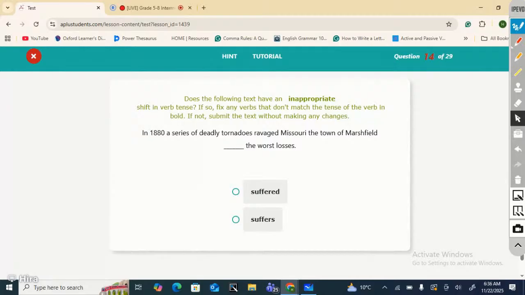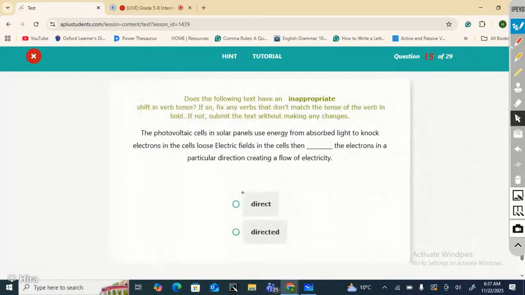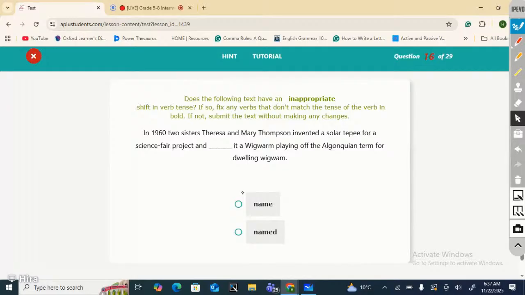Hofam, if I'm not pronouncing your name wrong. Your answer is correct. ST Blue, yes, option one. Suffered, because the first verb ravaged is in past tense, so we need a past tense verb. Suffered, it's correct. Okay, we have already solved this one, so we will skip.